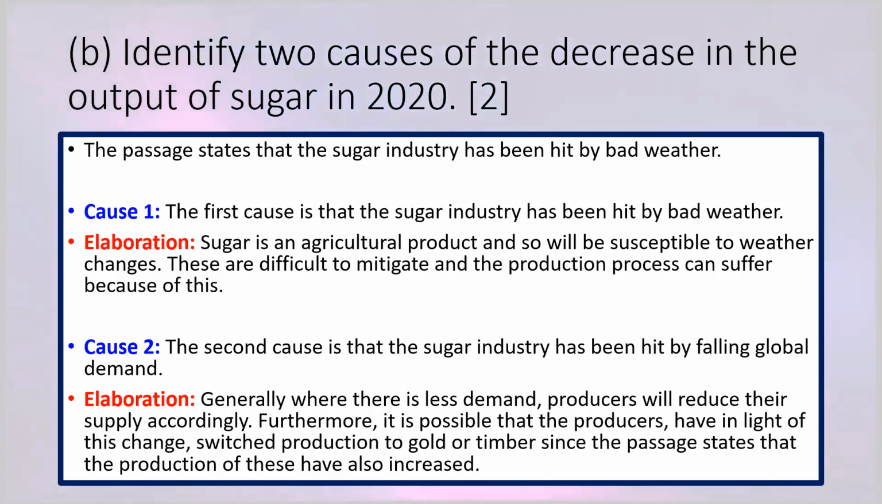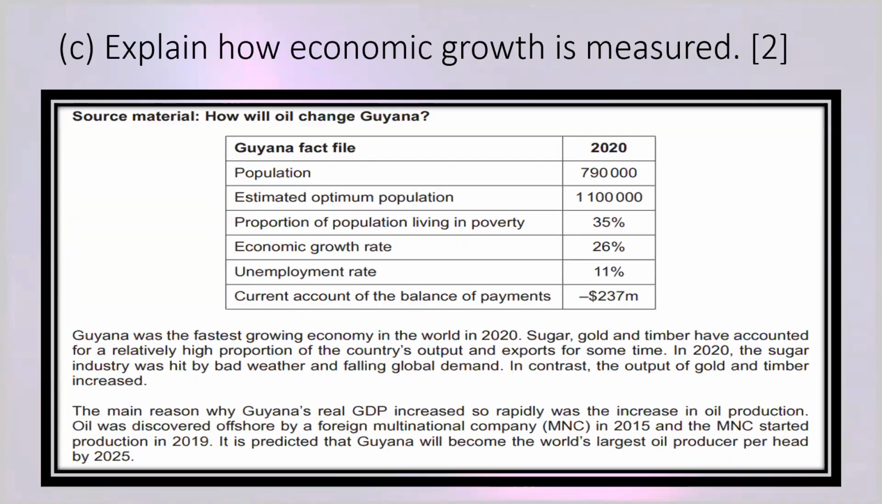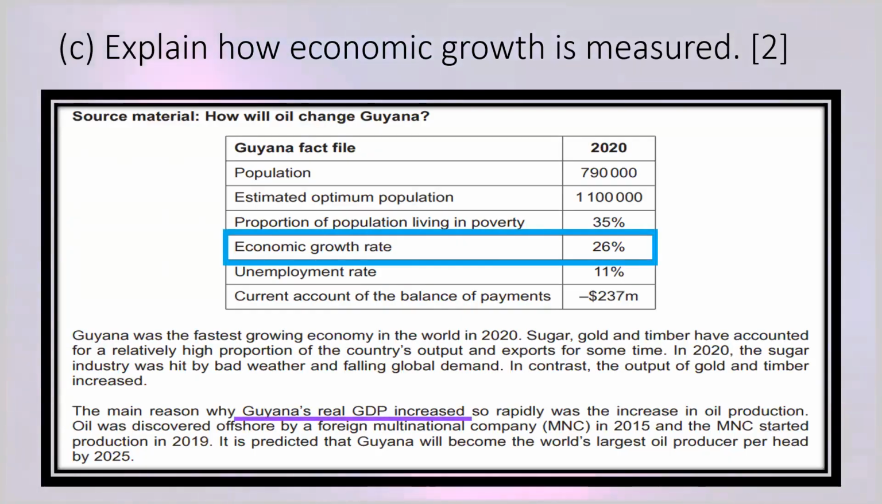Okay, right. So you see the second one, hit by falling global demand, and then I gave my elaboration. You all can take the time to read this on your own and pause the recording and read through. Okay, I'm just merely pointing out what I need you all to do in a data response. Okay. Now, part C, explain how economic growth is measured. So you see, yeah, okay. So this is what I want to highlight in my answer.